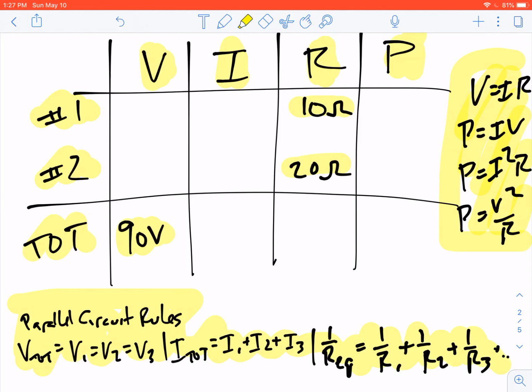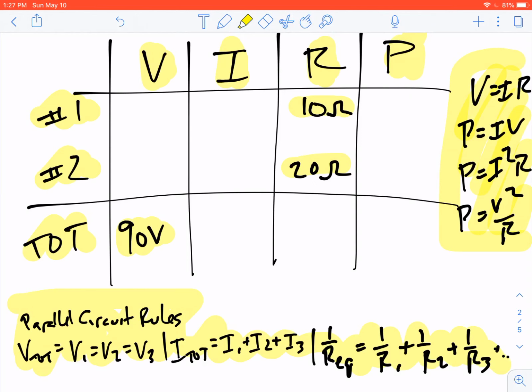Alright, these are different from the series circuit rules because we are here talking about a parallel circuit instead of a series circuit. We've got that the total voltage, the voltage of the battery, is equal to the voltage drop across each individual resistor. We've got that the total current coming out of the battery is equal to the sum of the currents going through each of the individual resistors or each of the individual loops. Then we have this equivalent resistance formula, which is 1 over the equivalent resistance is equal to the sum of 1 over the individual resistances.